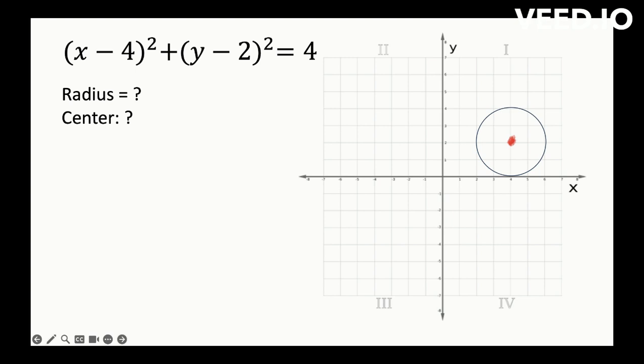(x - 4)^2 + (y - 2)^2 = 4, where 4 is h and 2 is k. So that means our center is at (4, 2), which matches with the circle. And then the right side of the equation is represented by r squared. So that means 4 is equal to r squared, which means that r is equal to 2. So then this equation matches with the graph.